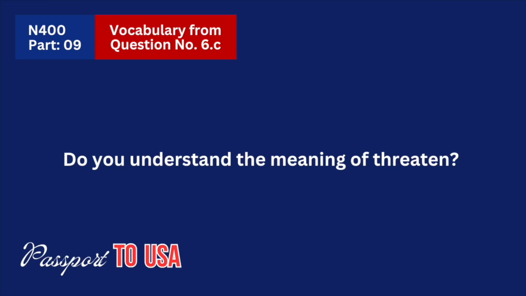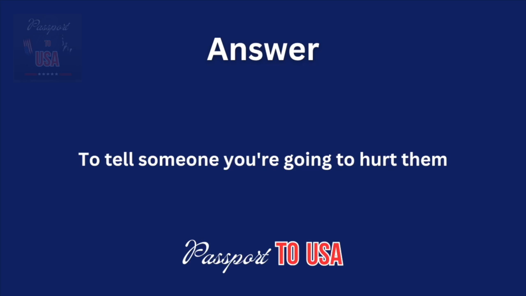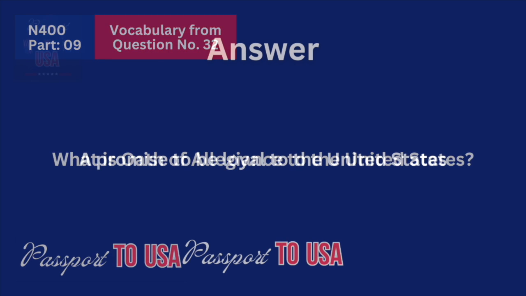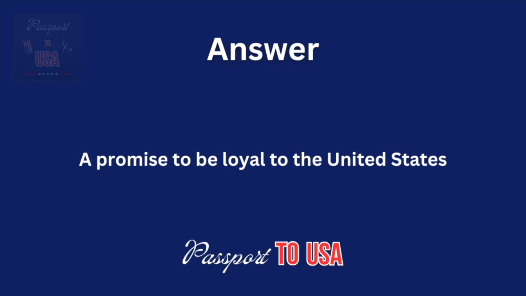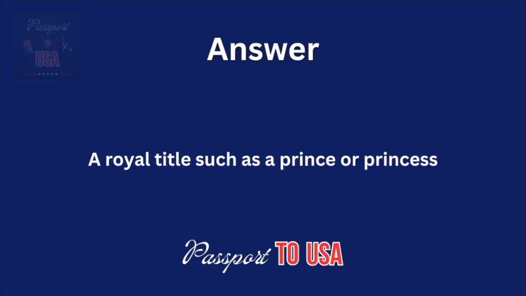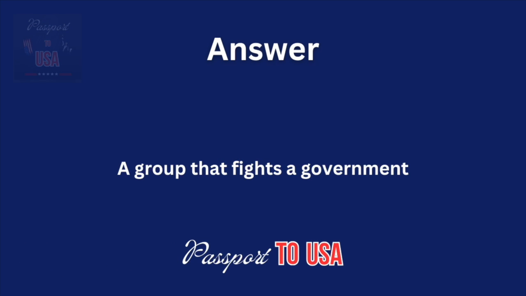Do you understand the meaning of threaten? To tell someone you're going to hurt them. What is oath of allegiance to the United States? A promise to be loyal to the United States. What is hereditary title? A royal title, such as a prince or princess. What is rebel group? A group that fights a government.